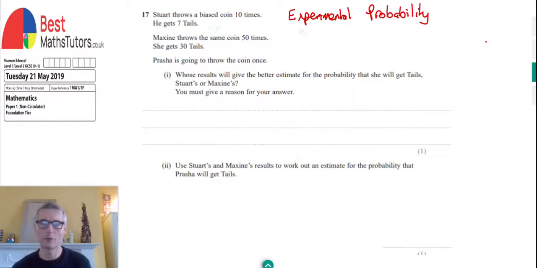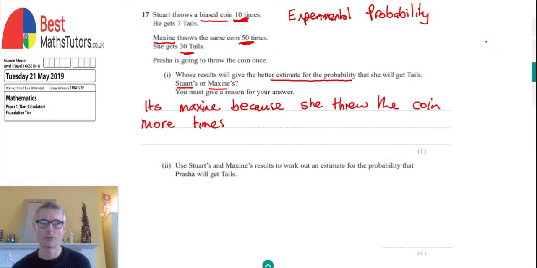What that means is when we do some form of operation like throwing a coin, so we've got a biased coin, it says here, and we record how many times we get either heads or tails. Stuart and Maxine have been throwing this biased coin. Stuart does it 10 times, Maxine does it 50 times, and we're asked who will get the better estimate for the probability. It's Maxine, because she threw the coin more times, and the more times you carry out the experiment, the closer you get to the true value, so the better your estimate of the probability will become.